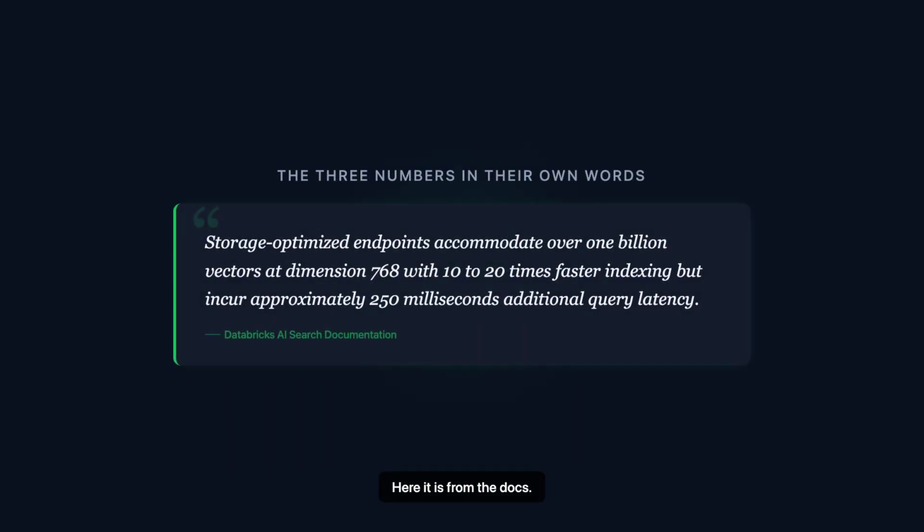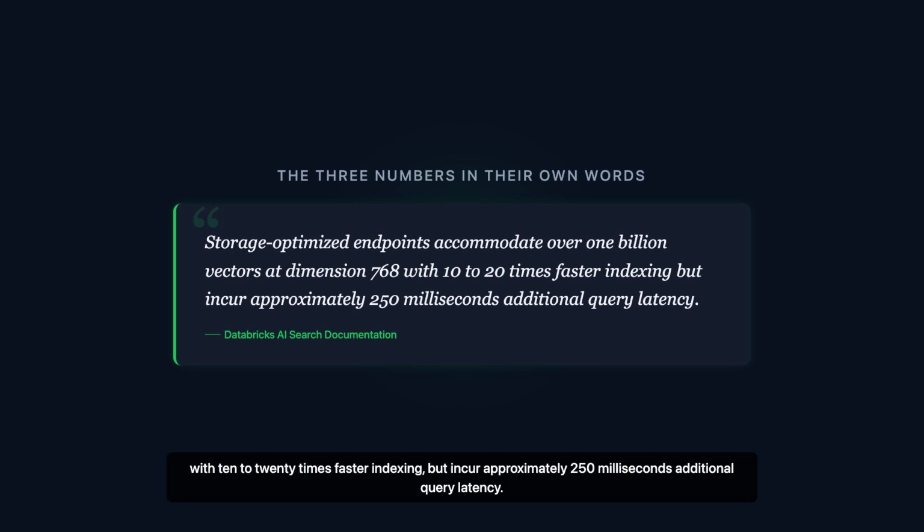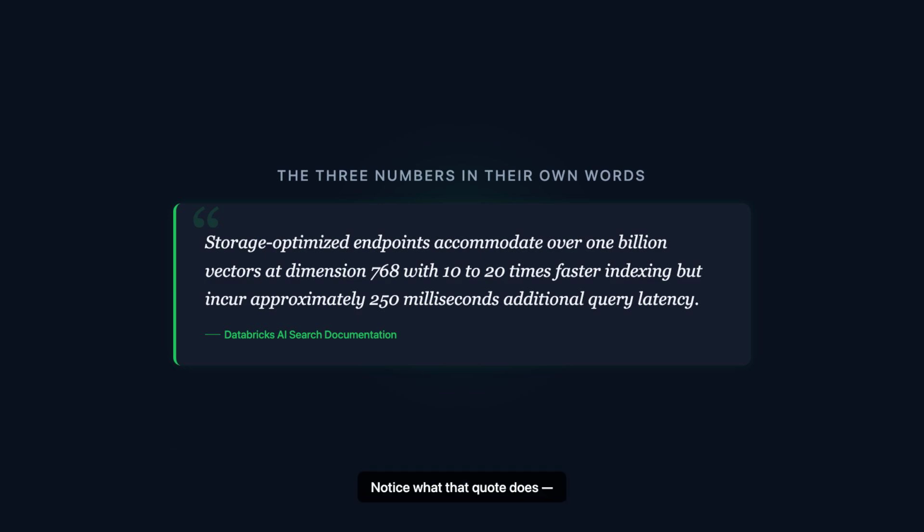Here it is from the docs. Storage-optimized endpoints accommodate over 1 billion vectors at dimension 768, with 10 to 20 times faster indexing, but incur approximately 250 milliseconds additional query latency. Notice what that quote does. It stacks the headline capability, the ingest speedup, and the latency cost all in one breath. That's the shape of the deal.